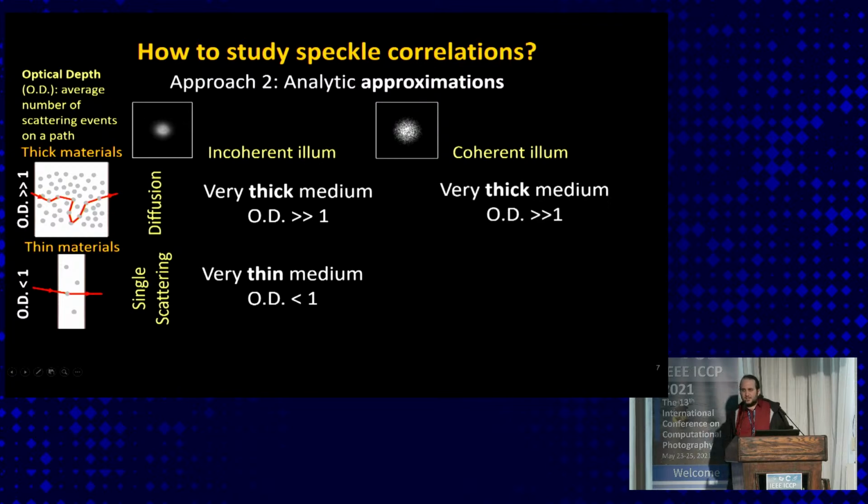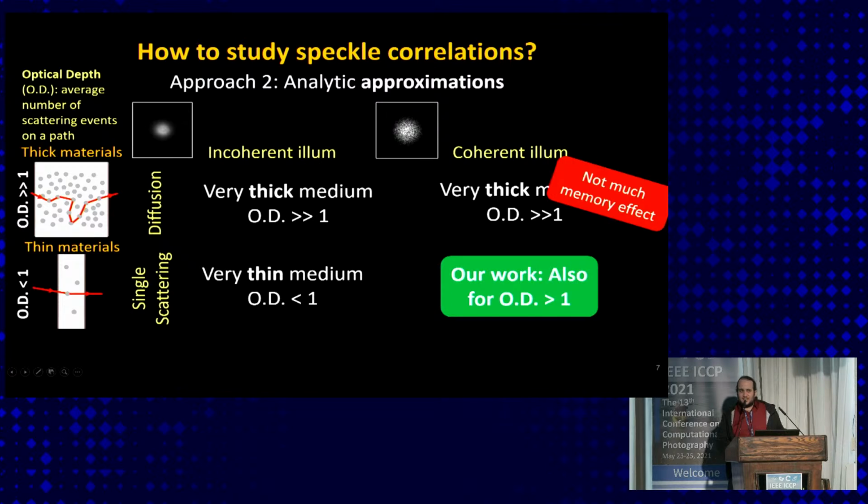Similar to the case of the incoherent intensity, these models only hold for very thick materials. However, the memory effect for such materials is very weak, and therefore these techniques are usually not very useful in practice. In this work, we introduce a simple analytical model for speckle statistics that is based on the single scattering approximation. In contrast to the case of the incoherent intensity, when considering speckle statistics, this approximation also holds for optical depths that are larger than 1.